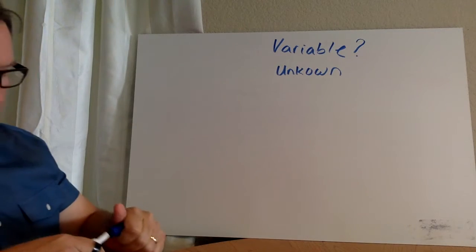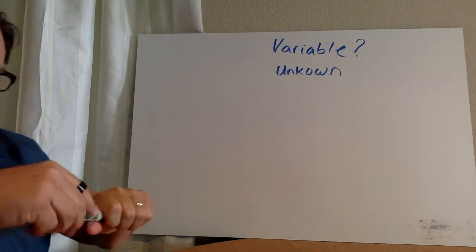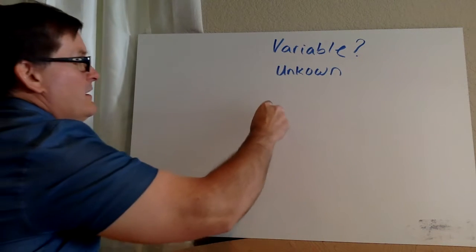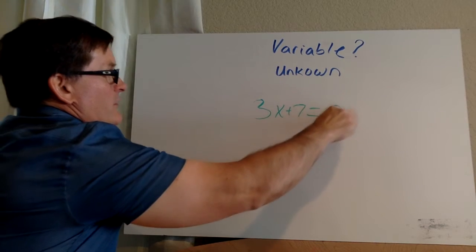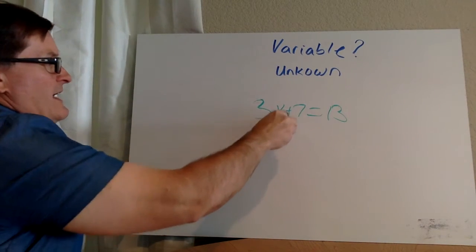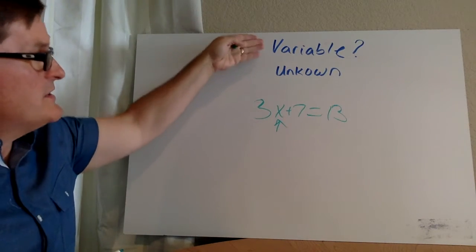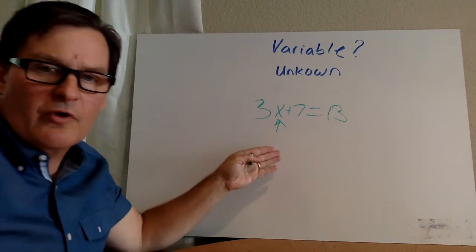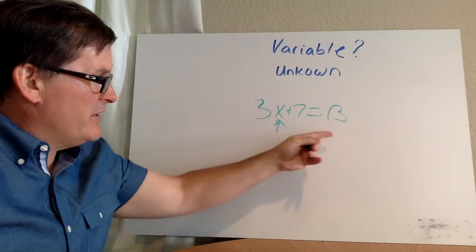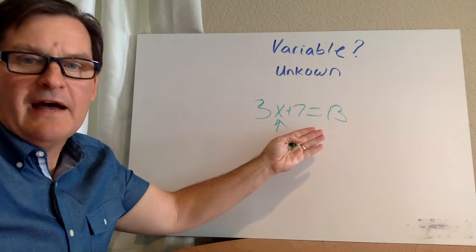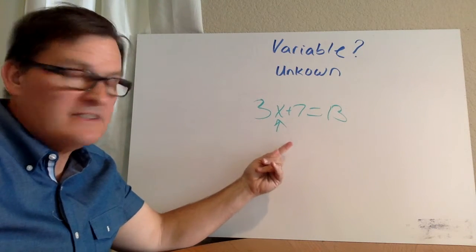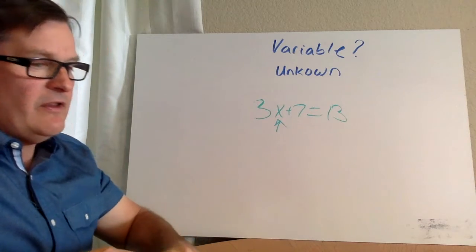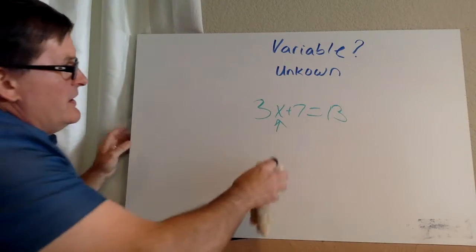If we look at the algebraic equation 3x plus 7 equals 13, in that case, x is what we're talking about. It's the unknown, it's the variable. And in this case, it's more of an unknown because the algebraic equation is a problem we're going to have to solve, and we're going to find out what the value of x is. But until we find out the value of x, it's currently unknown.